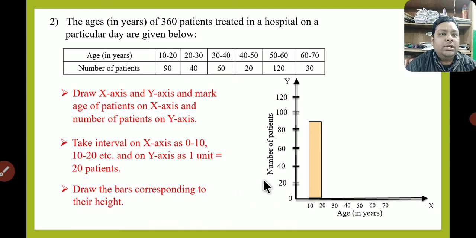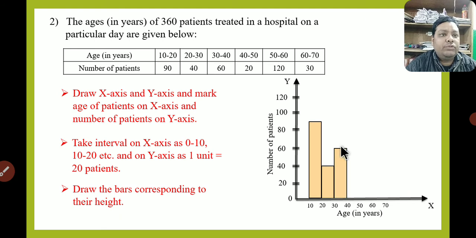So you can see in between 0 to 10 there is no patients, but in between 10 to 20 there is now 90 patients. So up to 90 we can draw. Now in between 20 to 30 there will be 40 patients. So up to here we can go. Now in between 30 to 40 there is 60 patients. So up to here we can go.